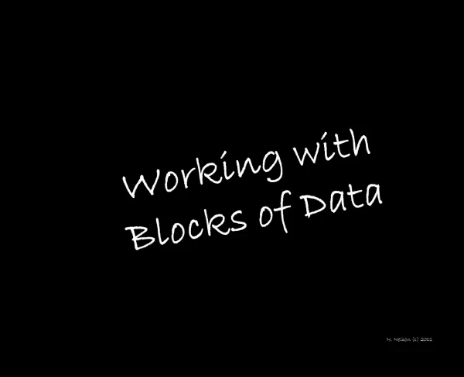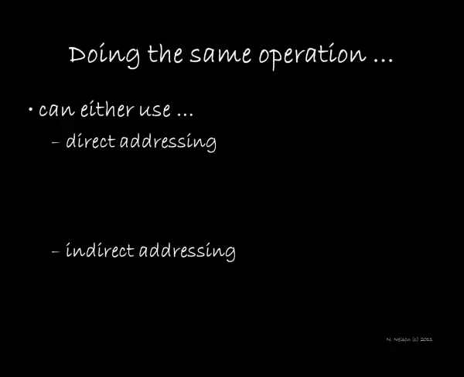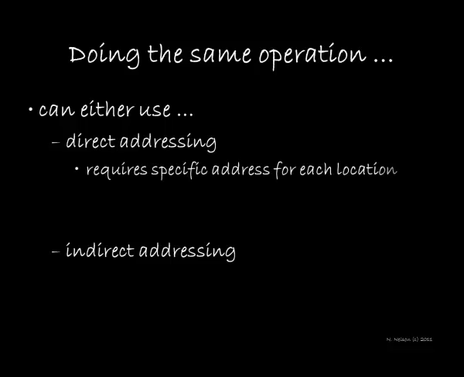Working with blocks of data. There are many times when you want to do the same operation on all the memory locations in a block of data. There are two ways that you can do this: using direct addressing, or in a more efficient way, using indirect addressing. If you use direct addressing, you have to address each memory location separately.